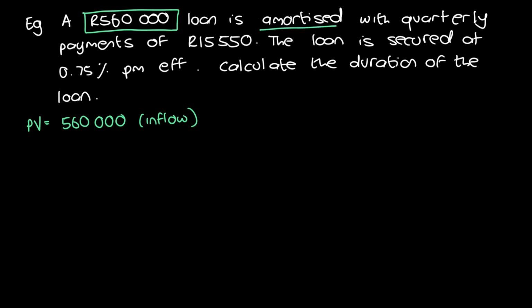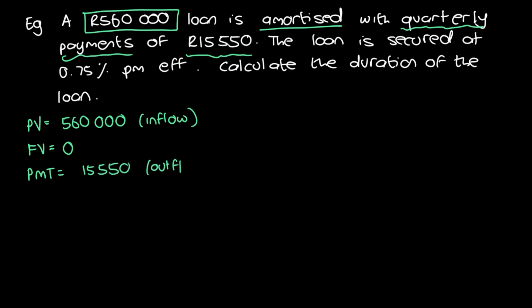And then it's amortized. And remember, amortized means that the future value of this is going to be equal to 0. And it's amortized with quarterly payments of 15,550 Rand. So the PMT here is 15,550 Rand. And that's an outflow of money from you because you're paying it back. And that means it's going to be negative. And it's quarterly payments. So the P/Y on our financial calculator is equal to 4 to represent the quarters.